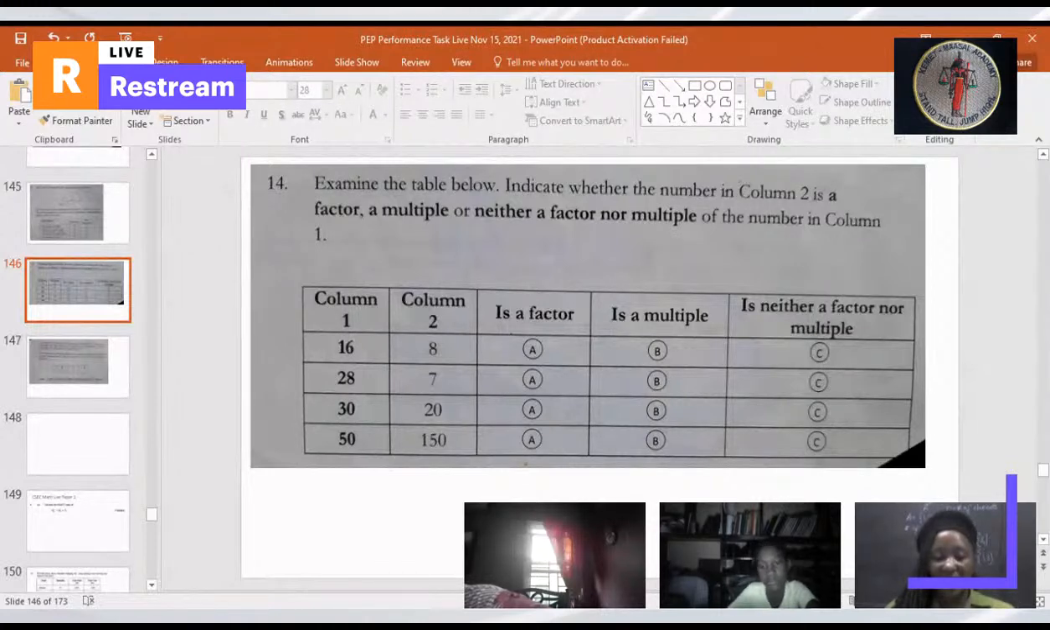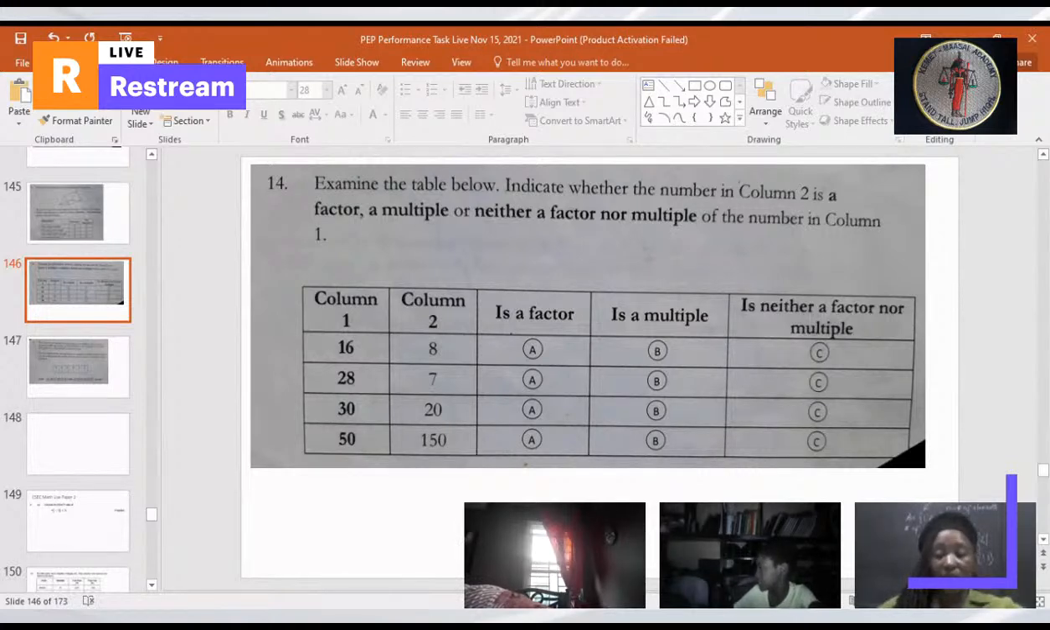For the 7 and the 28, we'd also shade A, is a factor. For the 20 and the 30, we would shade C, neither a factor nor a multiple. And for the 150 and the 50, we would shade B. 150 is a multiple of 50.